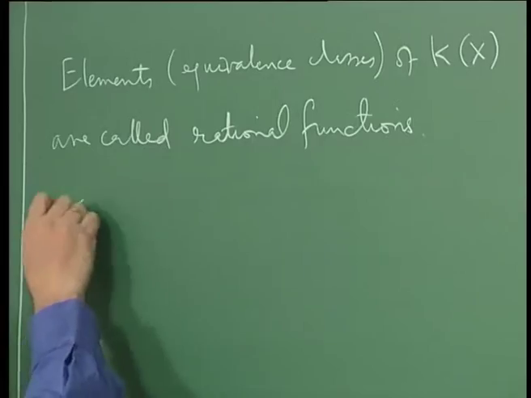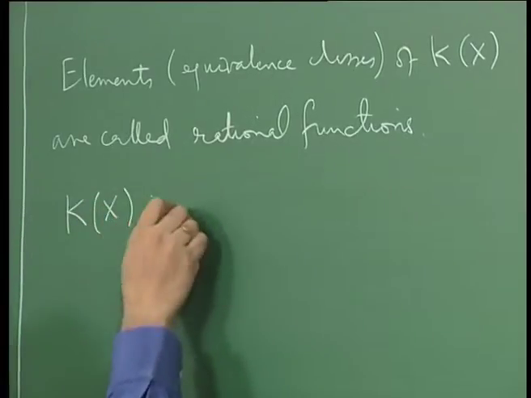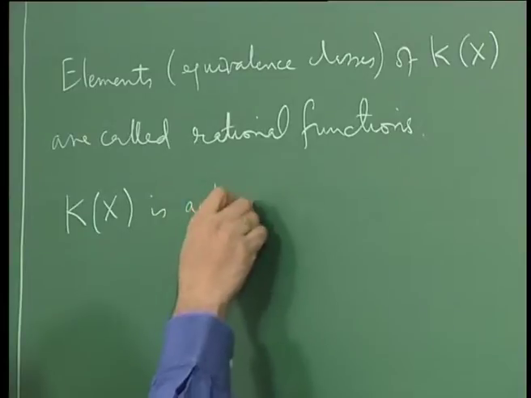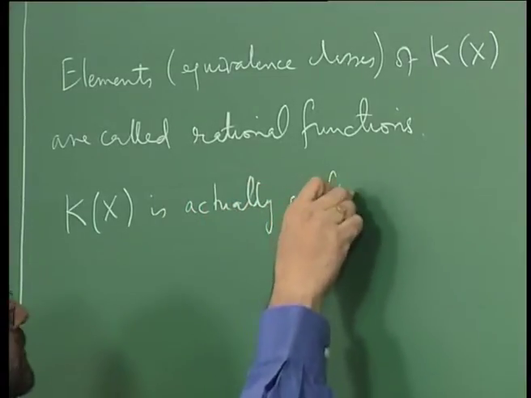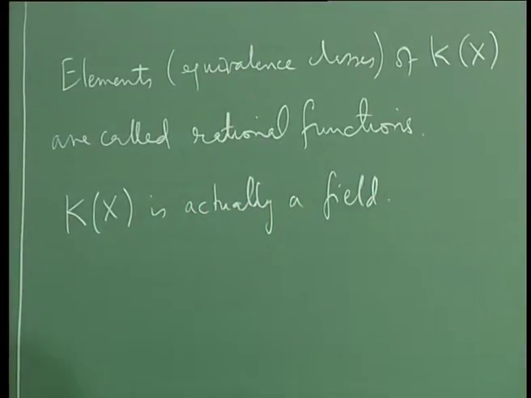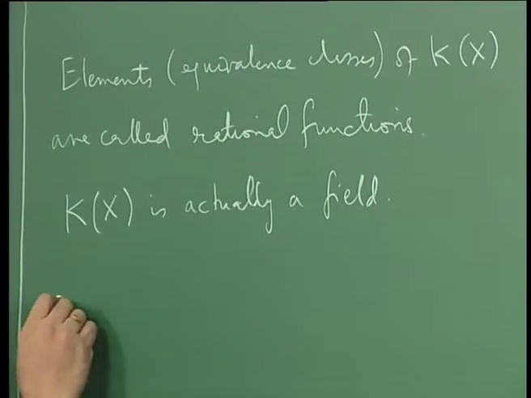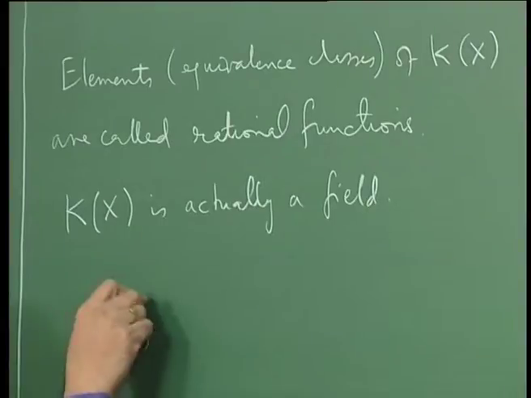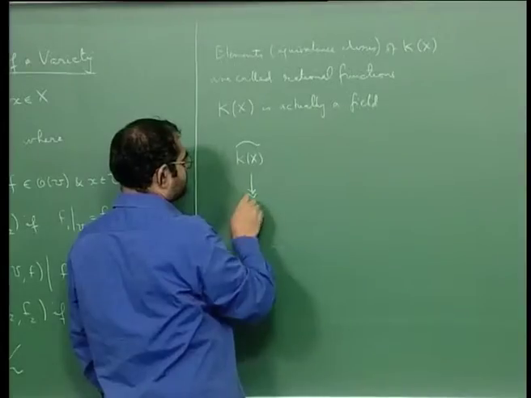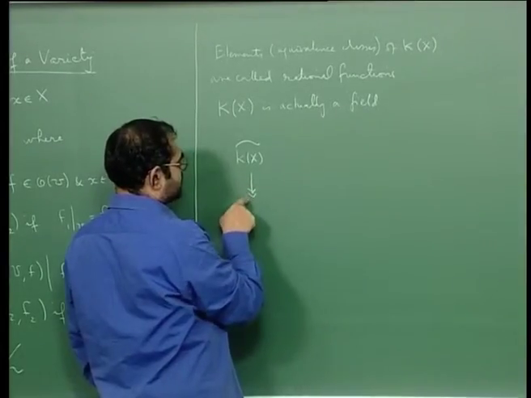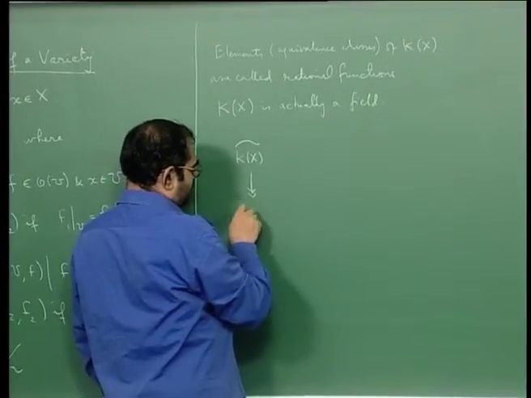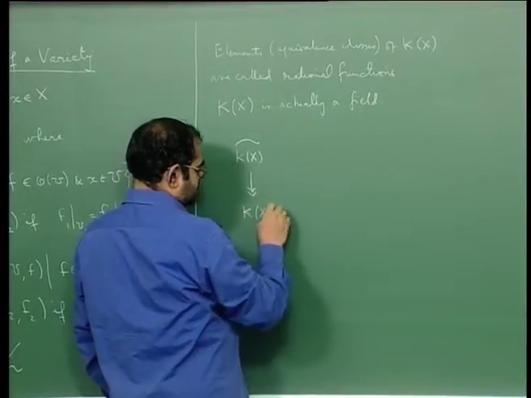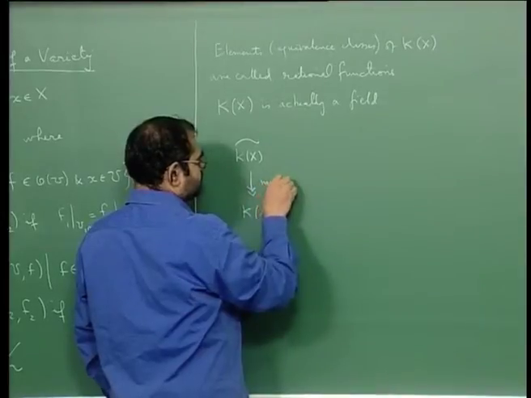further, you see this kx is actually a field. Kx is a field, and why is that so? Because you take two elements in kx. So I have this map from kx tilde to kx. This is a quotient map, it's a surjection, so that is why I am putting this double arrowhead, and this is a set of equivalence classes, this is mod equivalence.